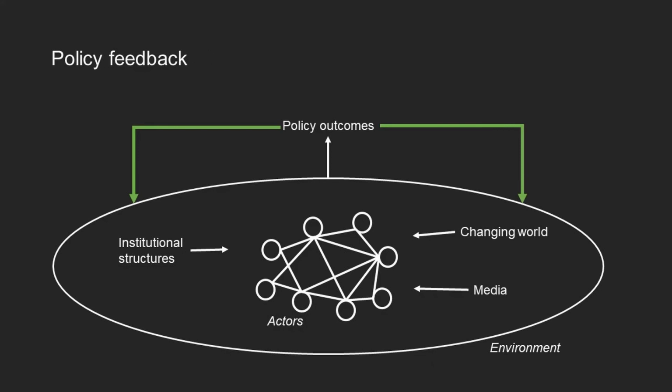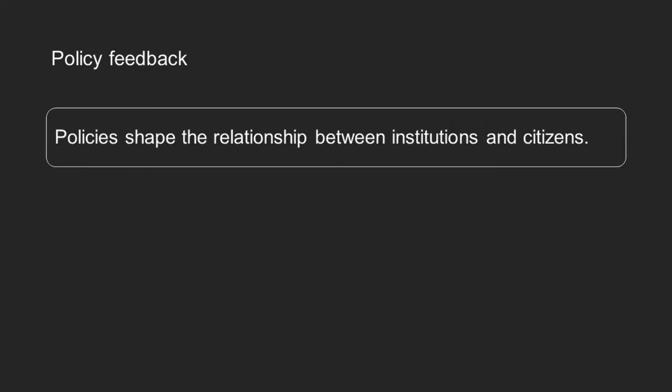You have what is called policy feedback. That means that once you have a policy outcome, this outcome will feed back on the policy processes. It will shape the relationship between institutions and citizens. So if you have a government that creates a policy with a lot of surveillance or a lot of control, you may have a resulting effect where citizens have less trust in government, and that will feed back into policy processes.